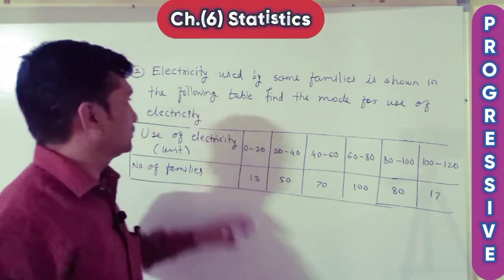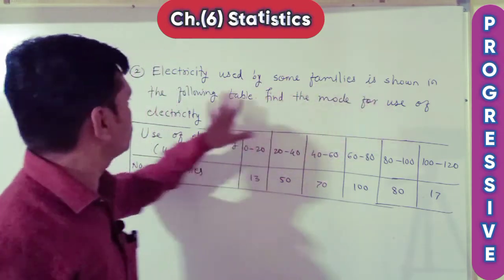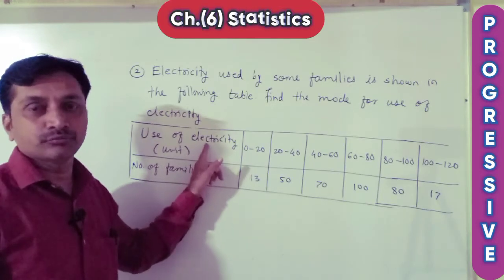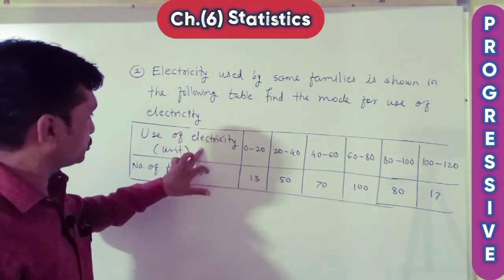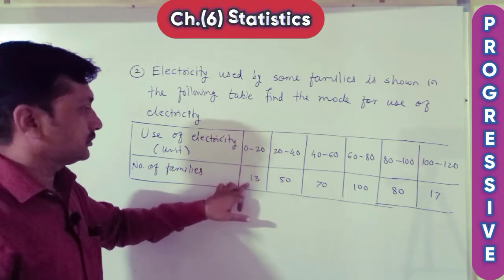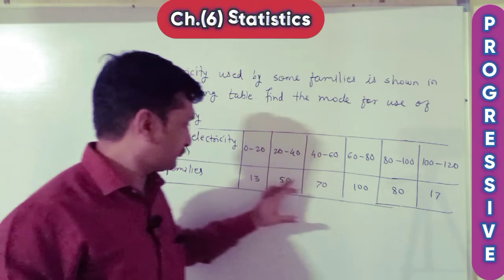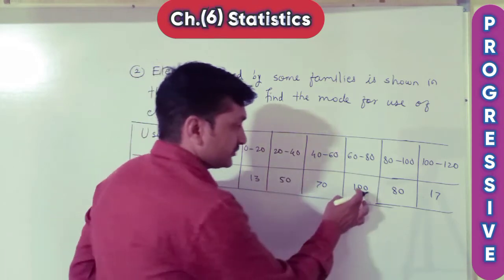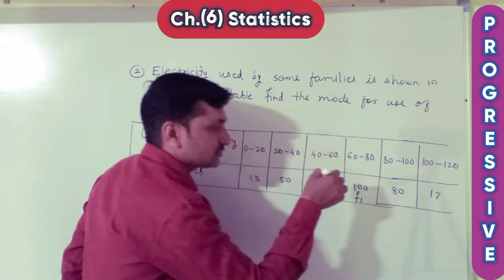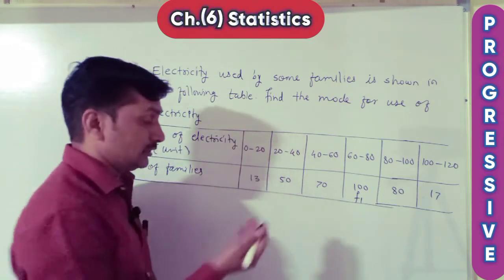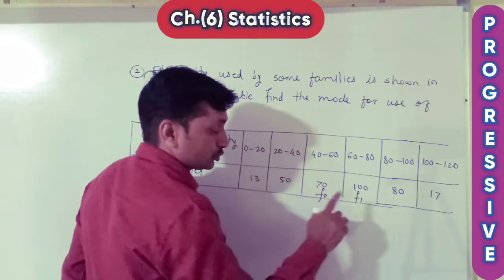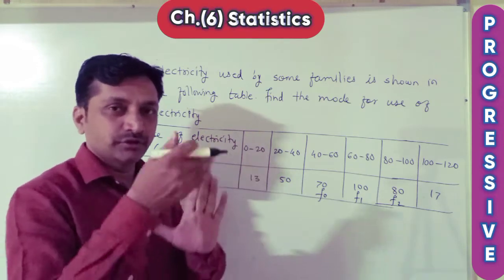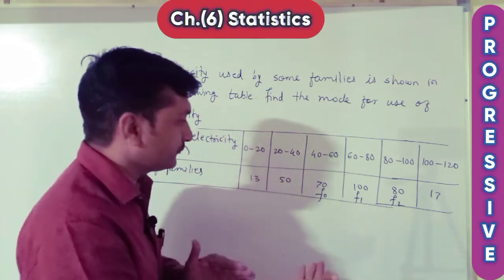Now let's see example number 2. Electricity used by some families is shown in the following table. Find the mode for the use of electricity. Again there are two rows: class and frequency. First of all, we have to select the highest, maximum frequency from the frequency group: 13, 50, 70, 100. 100 is the maximum frequency, so we consider this value as F1. The previous frequency is F0, 70, and the next frequency is F2. This is very easy: first the highest frequency F1, then previous F0, next F2.